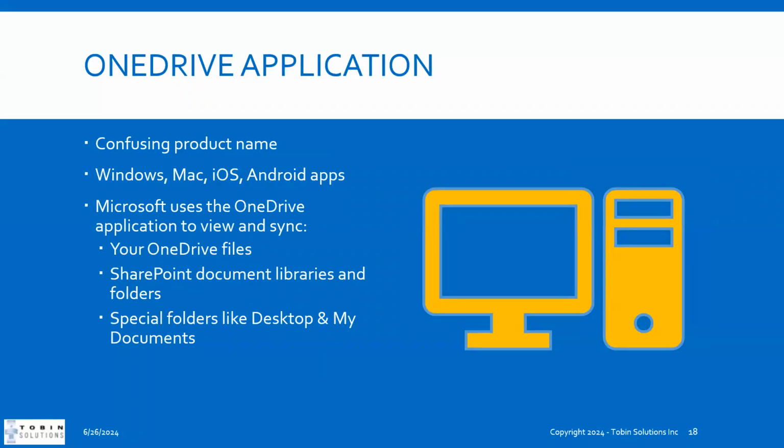So let's talk about the OneDrive application. It's a confusing product name because Microsoft is using it in a couple different ways. So we talked about OneDrive as being the personal document storage piece of SharePoint and Microsoft 365. But it's also the name of the application that you run on your computer to synchronize the files from SharePoint and OneDrive down to the C drive on your computer or on your Mac or wherever you're running the OneDrive client.